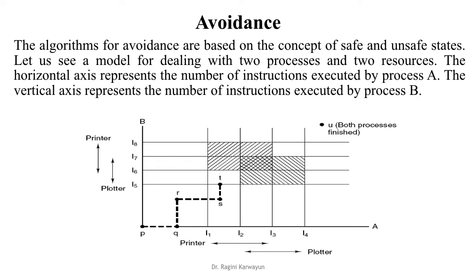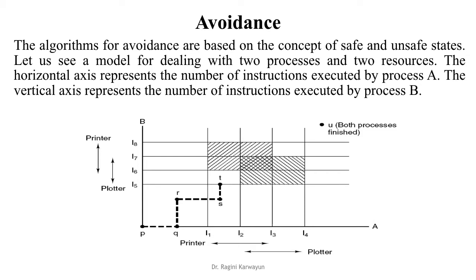So let us start from point 0, which is labeled as P. First the turn of process A comes. So A will start executing, it will move from P to Q point. Now from Q it will be the turn of B, so the line goes upwards vertically to point R. Then again the turn of A comes. So A will move from R to line I1. Now at I1 A will ask for printer. So if printer is allocated to A, A will proceed further and will reach point S.